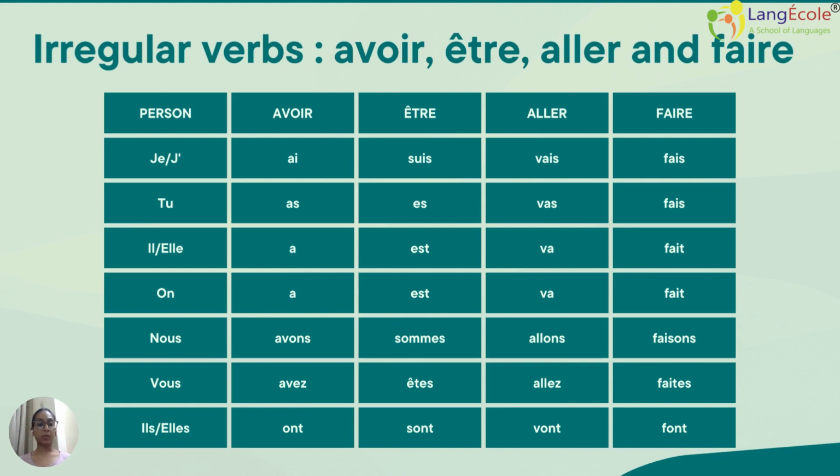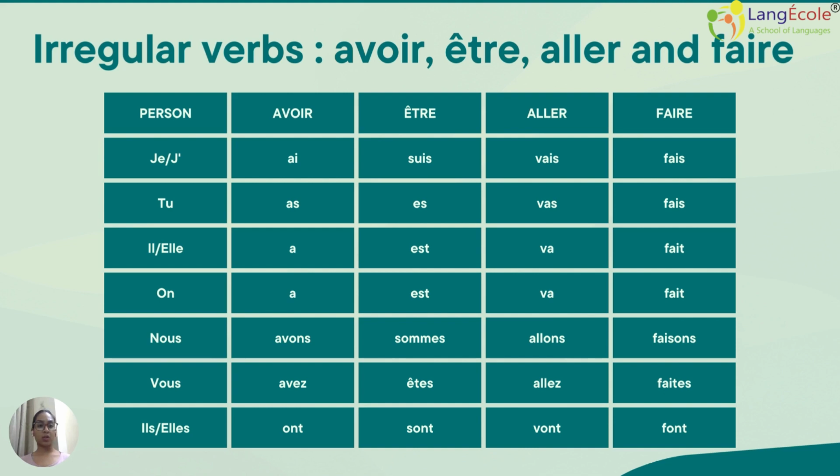For the être verb, the conjugations are je suis, tu es, il, elle est, on est, nous sommes, vous êtes, and ils, elles sont. For the aller verb, the conjugations are je vais, tu vas, il, elle va, on va, nous allons, vous allez, and ils, elles vont.